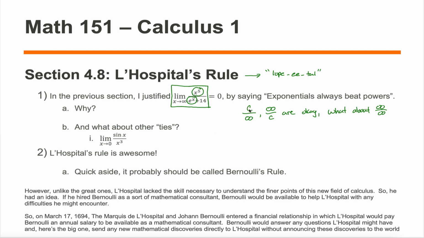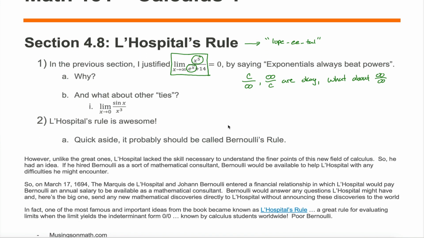And just like in this case where we have a constant divided by a number that gets arbitrarily large, we see that the value of that fraction approaches 0. Hence, the limit as x approaches infinity of x to the fifth divided by e to the x plus 14 is equal to 0. And that's entirely true, but this reasoning of exponentials always beat powers is a pretty weak justification. And while it works on this problem, you might wonder about other ties.